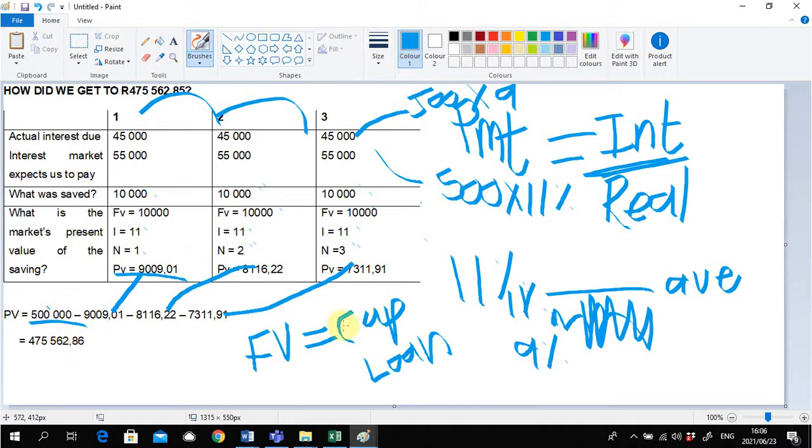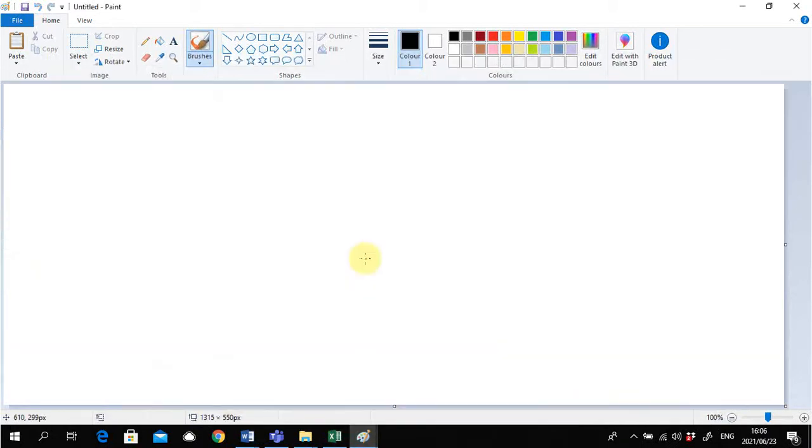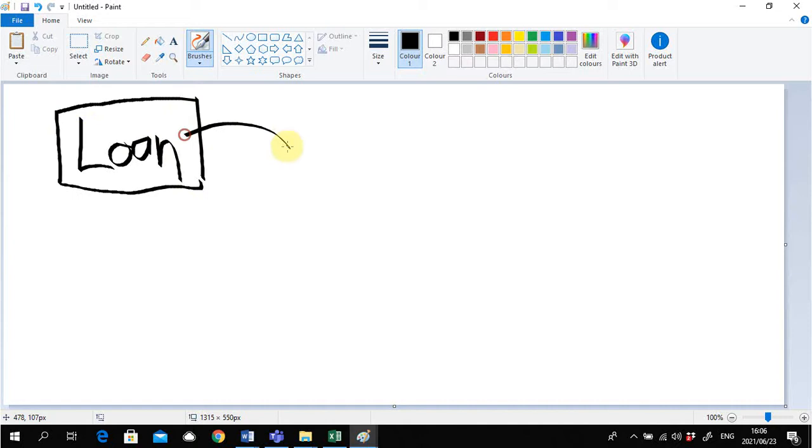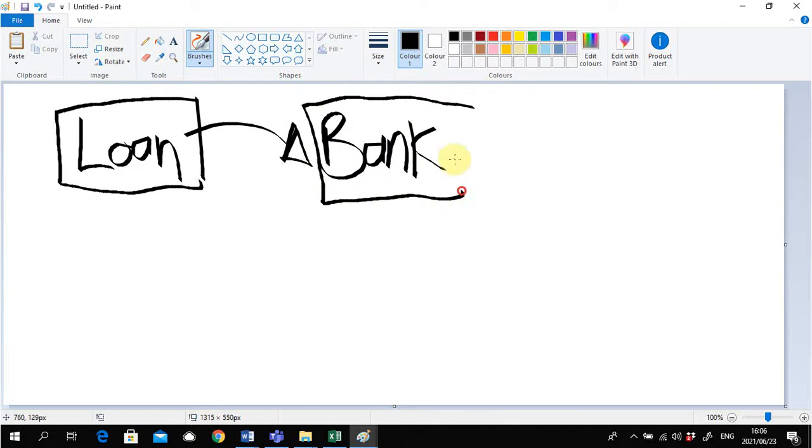Something else that I want to talk about is this confusion that I saw, that some of the students think that the future value and the fair value are the same. So I've given a question where you had a loan. If we look at the process, you have a loan, and this loan is paid into your bank account. Out of this bank account, which could also be a savings account, you now buy this investment property.